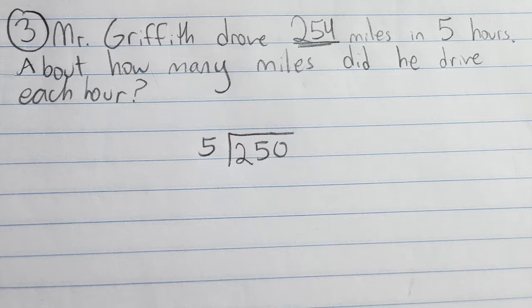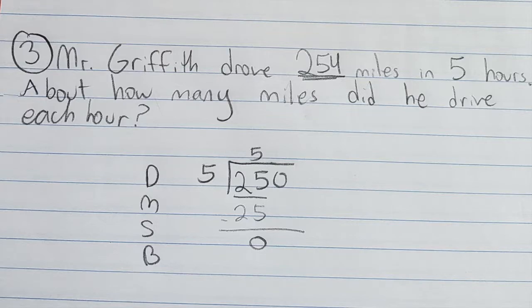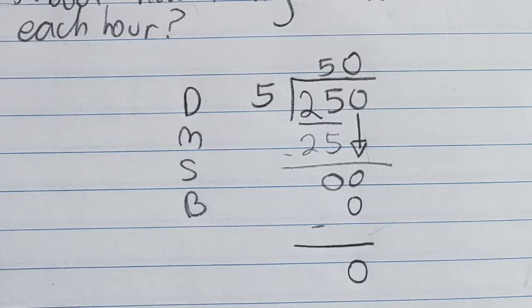So 250 divided by 5. Again, the 5 cannot go into the 2, so we focus on the 2 digits there. 5 can go into 25 5 times. 5 times 5 is 25. Subtract. 25 minus 25 is 0. Bring down our leftover 0 up there. We brought something down, got to start over.